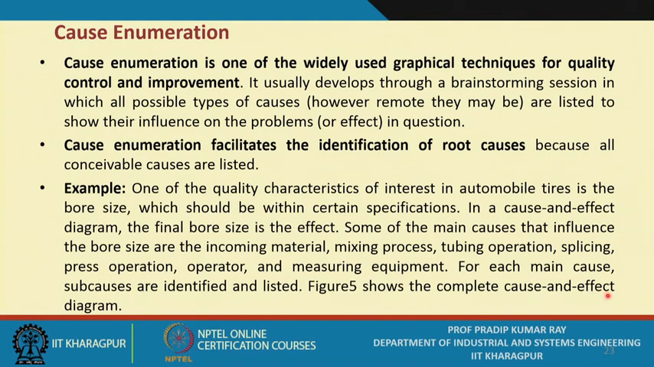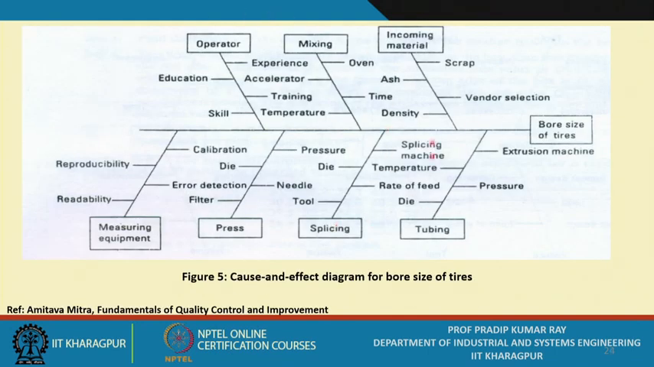For each main cause, sub causes are identified and listed. Figure 5 shows the complete cause and effect diagram. So, this is the diagram. Is it okay? This is the bore size of tires, which is the effect. There are so many causes, classed into groups: the operator, mixing, incoming material, measuring equipment, press, splicing, tubing. And against each cause, there are sub causes. Like against the measuring equipment, reproducibility could be a reason, readability could be a reason, calibration could be a reason, error detection could be a reason. Similarly for other main causes.